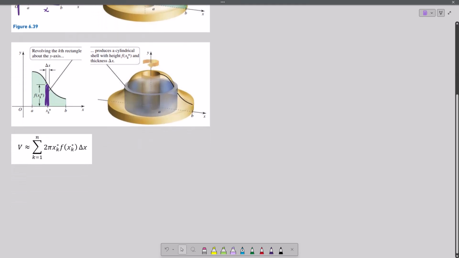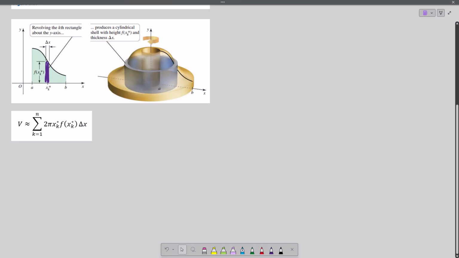And we do the same thing that we did with the washers and the disks. If we come up with the equation for the area of a cylinder, which is 2 pi r, that's the circumference of the base, 2 pi r, multiplied by the height, that gives us the area of a cylinder. So 2 pi r right there, and then this is the height, and then that's the thickness. So circumference, and then height, and then thickness. So this is how we're going to create these cylinders.